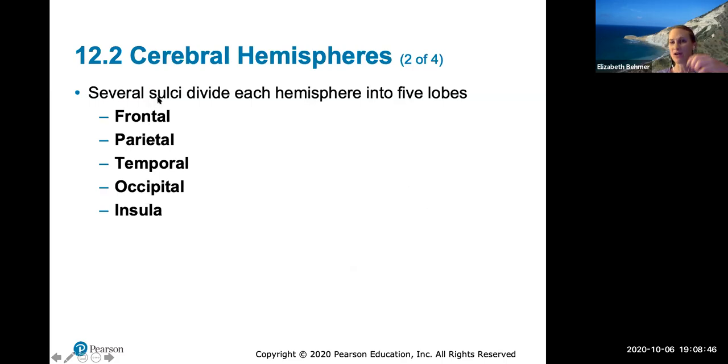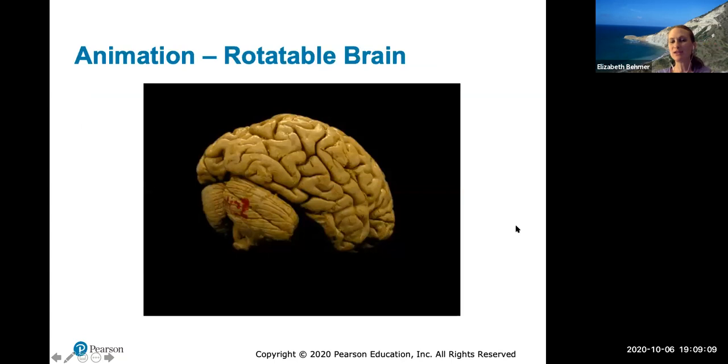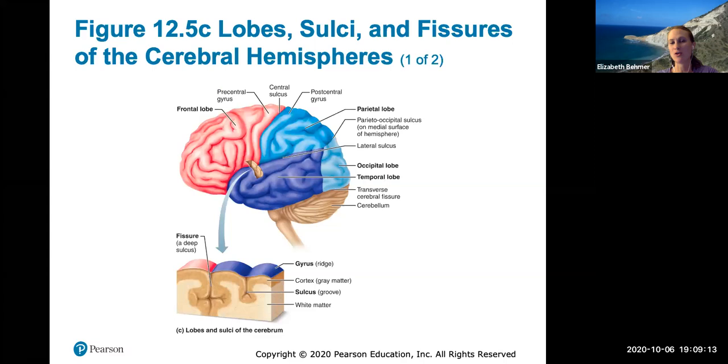Several sulci, or deep depressions, divide each hemisphere into the 5 lobes. The insula is a lobe that's kind of within. You have to pull back the temporal lobe to see the insula. The first 4 lobes are named after their overlying skull bones, and the insular lobe is buried underneath portions of those 3. This is a great animation to review the anatomy of the brain if you want to go over that on your own.